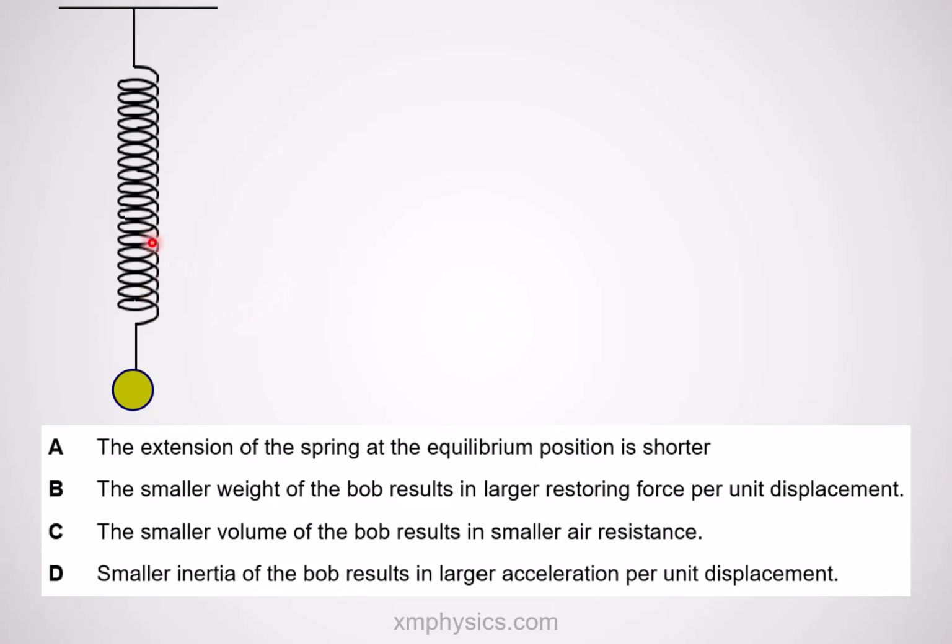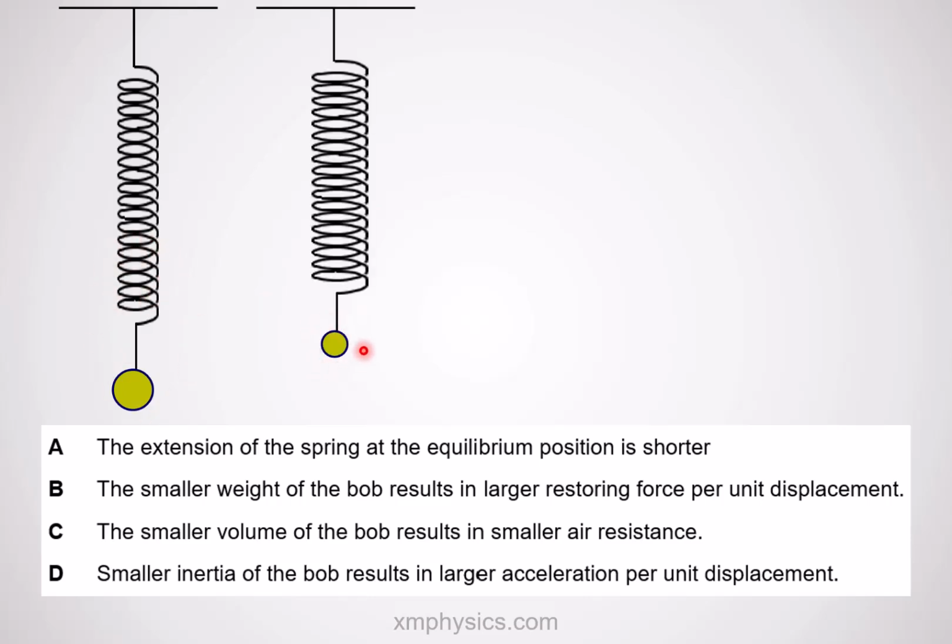In this question, we have a spring mass system. If we use a lighter mass and a stiffer spring, the frequency of oscillation will be higher. Why is that so? Option A says that it's because the extension of the spring at the equilibrium position is shorter. Now, is it true that the extension will be shorter?